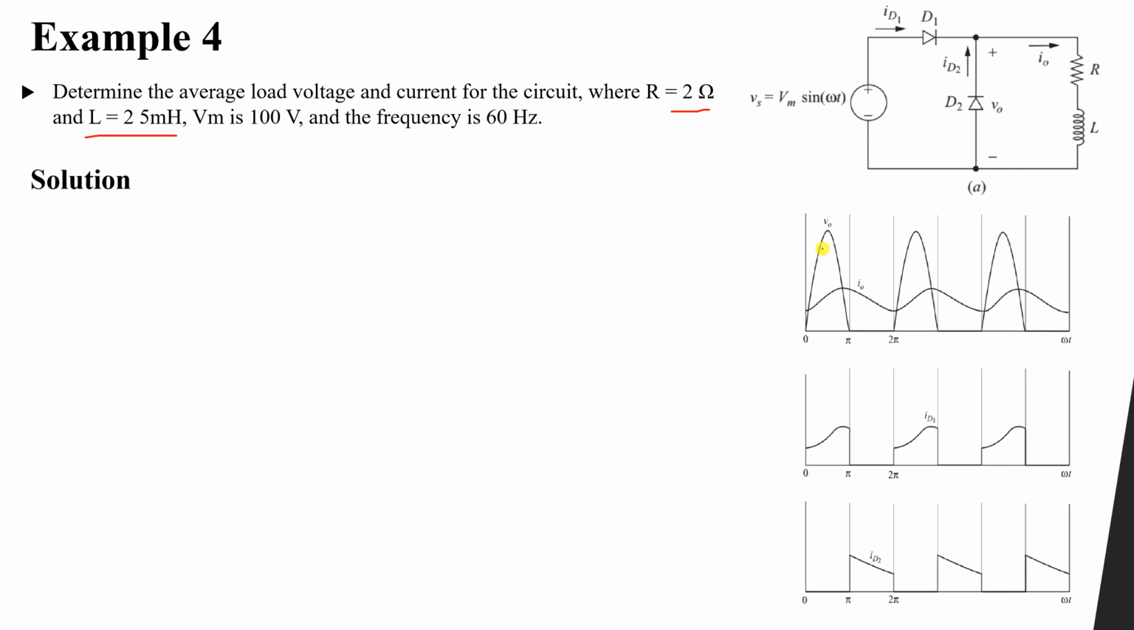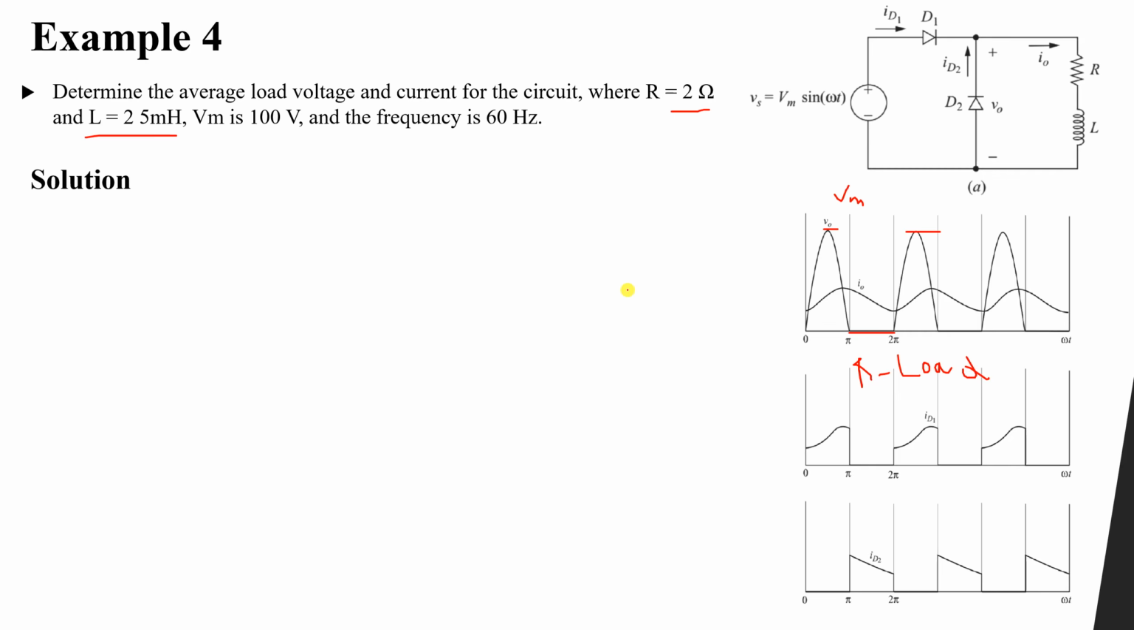If you look at the waveform, V out goes from 0 to Vmax, and goes down to pi, then 0, Vmax, and so on. So if you look at this waveform, you will find that this waveform is similar to the pure resistive load, right?